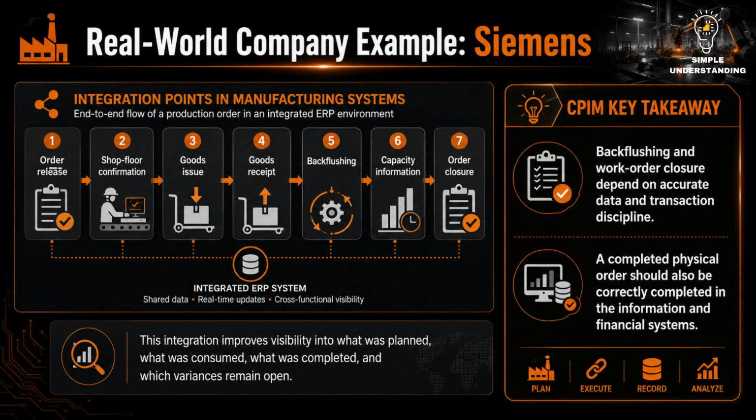Real-world company example: Siemens. Manufacturing systems can connect order release, shop floor confirmation, goods issue, goods receipt, backflushing, capacity information, and order closure. This integration improves visibility into what was planned, what was consumed, what was completed, and which variances remain open. CPIM key takeaway: backflushing and order closure depend on accurate data and transaction discipline. A completed physical order should also be correctly completed in the information and financial systems.